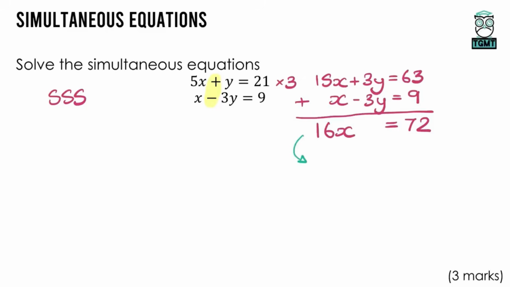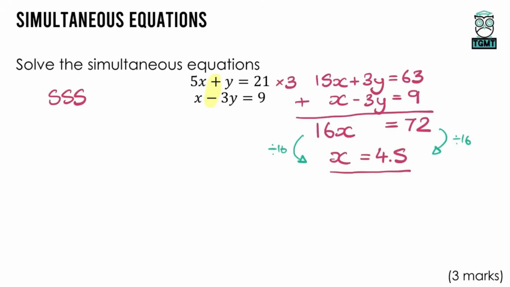So here, we're going to divide both sides by 16, and that's going to give us that 1x is equal to 9/2 or 4.5. So we do get a decimal solution for this equation.